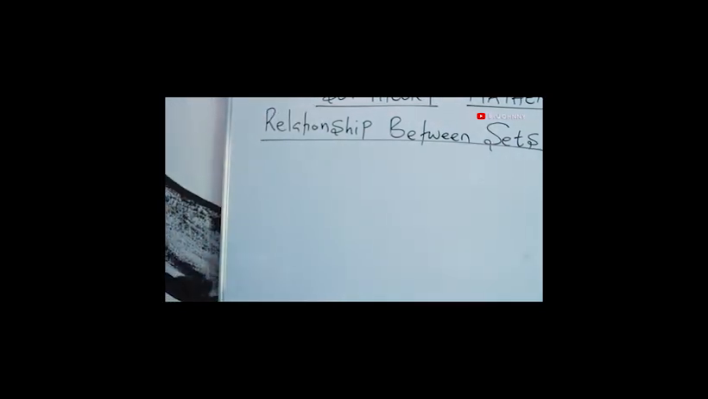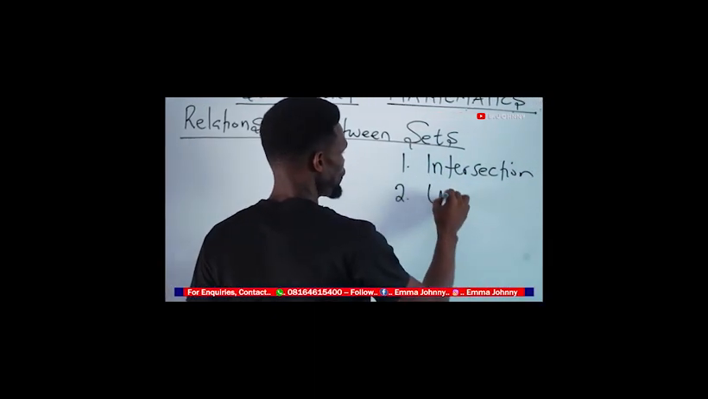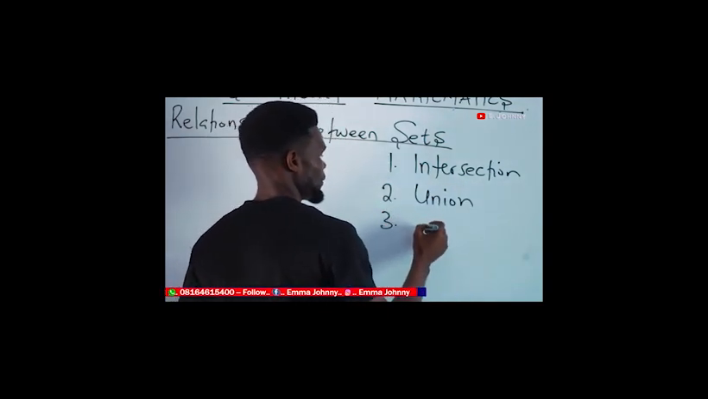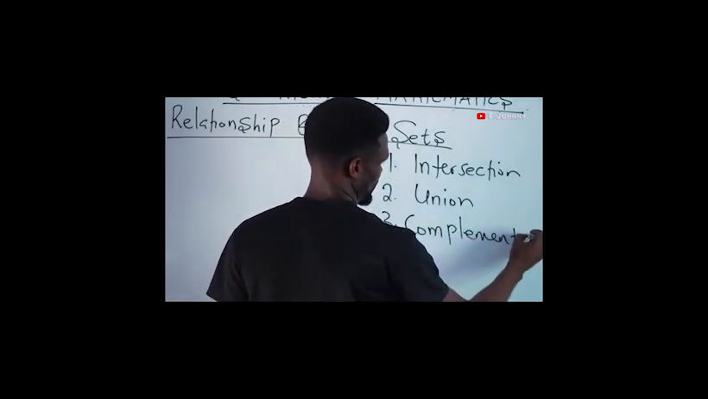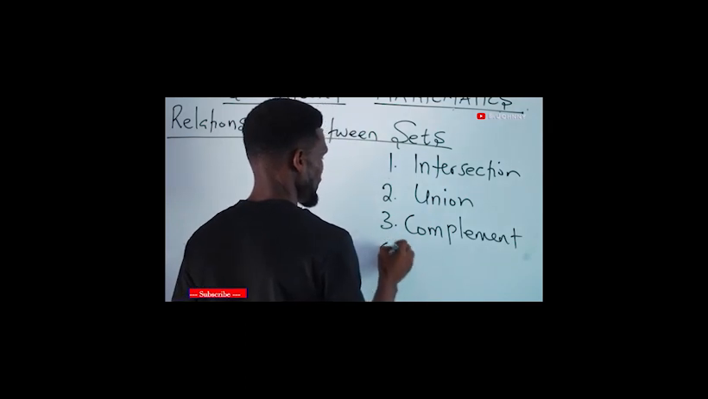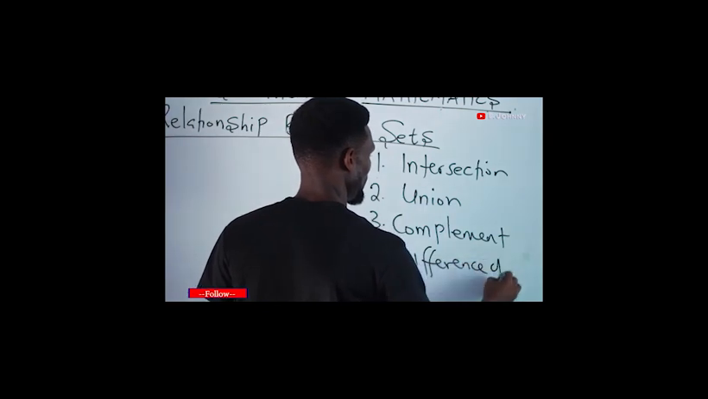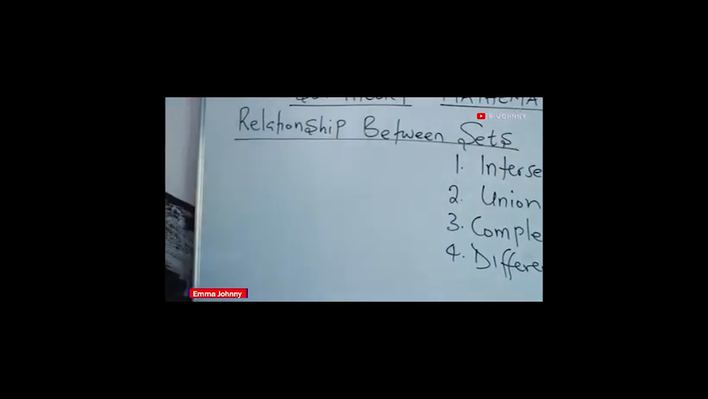The relationship between sets that we'll be looking at are intersection. Next is union. That is intersection of sets, union of sets. We'll also look at complements of sets, and we'll also look at difference of sets. So I'm going to quickly run down through this. Okay, let's start with intersection.